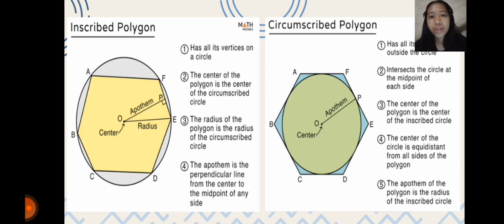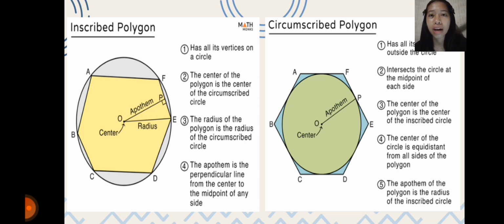First, all the vertices of the polygon are outside the circle. This means that the polygon encloses the circle completely rather than being inside it. Second, each side of the polygon intersects the circle at its midpoint. This is a crucial property because it ensures that the circle is perfectly inscribed within the polygon.